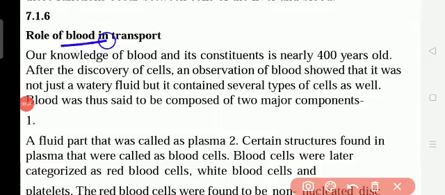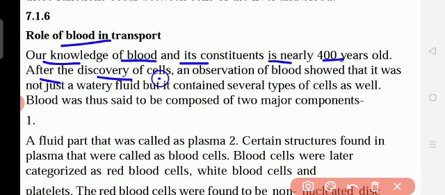Here, the role of blood in transport. Our knowledge of blood and its constituents. Constituents means what? A mixture which is together but we cannot separate it. That is called a constituent. It is nearly 400 years old.